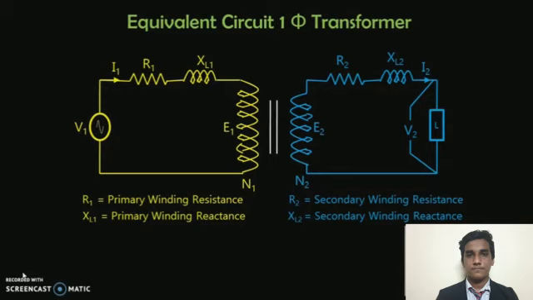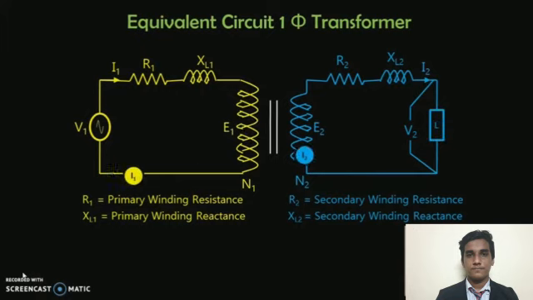As we know, in a transformer there are three main parts: primary winding, secondary winding and iron core. Here we can see the primary winding circuit and secondary winding circuit. R1 represents primary winding resistance, XL1 represents primary winding reactance, also called the leakage reactance of the primary winding. R2 represents secondary winding resistance and XL2 represents secondary winding reactance. I1 is the current flowing through the primary winding, whereas I2 is flowing through the secondary winding, and the load is connected in the secondary winding.